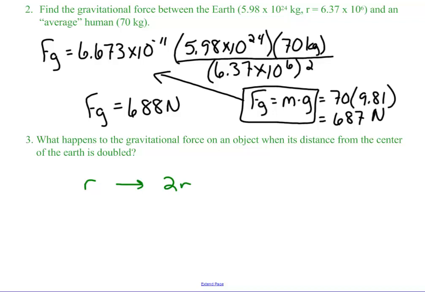So if I'm doubling the distance, the distance is in the denominator first of all, so increasing the distance is going to make Fg bigger or smaller. Hopefully you came up with the idea that Fg will be smaller. Secondly, because in the denominator r is squared, we're going to take the whole quantity 2r and square it. So Fg is going to be smaller. Not only is it going to be smaller, it's going to be 4 times smaller.